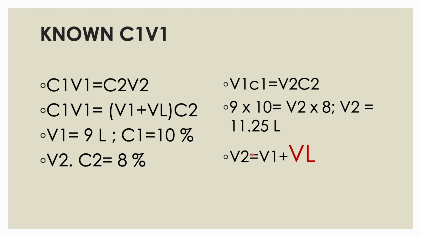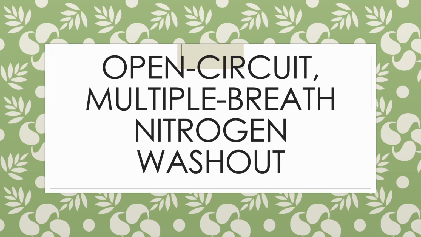But remember, V2 is a culmination of V1, which was the initial volume in the spirometer, plus the volume in the lungs. And so we know the volume in the lungs. So VL we can determine, and that is our functional residual volume.